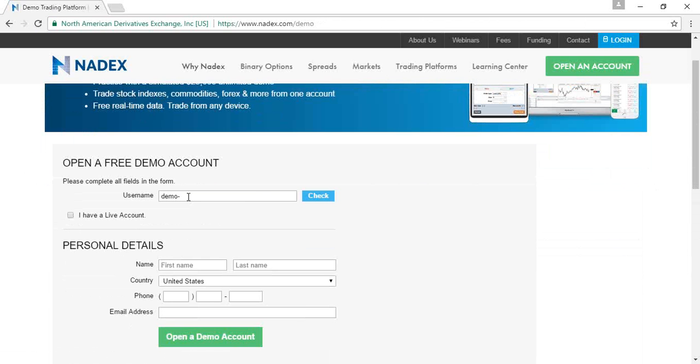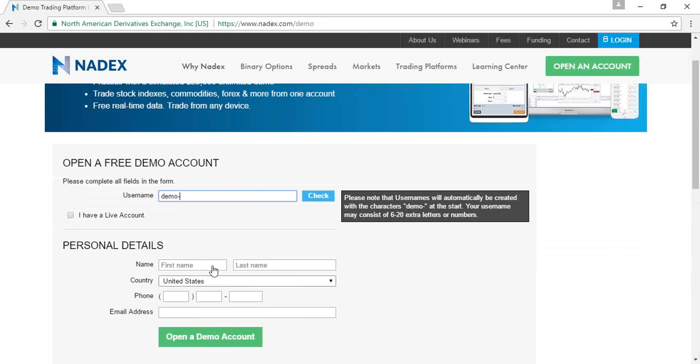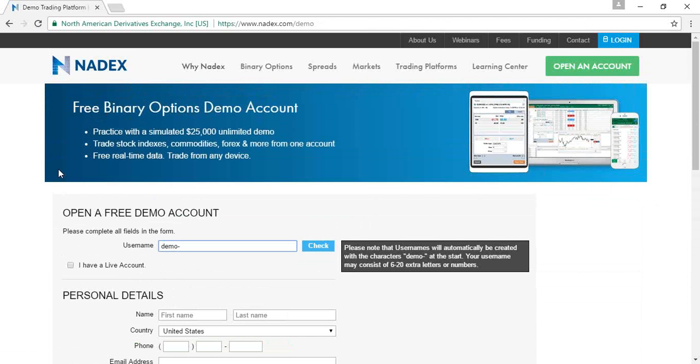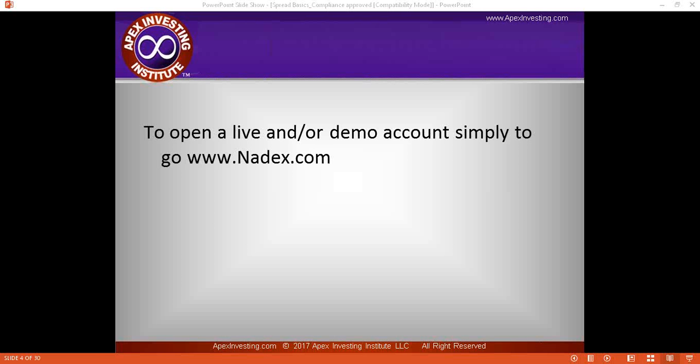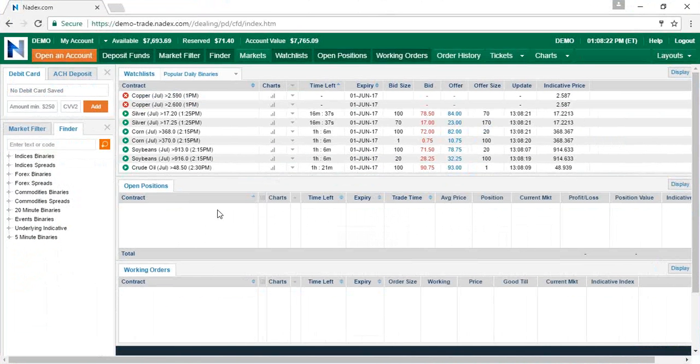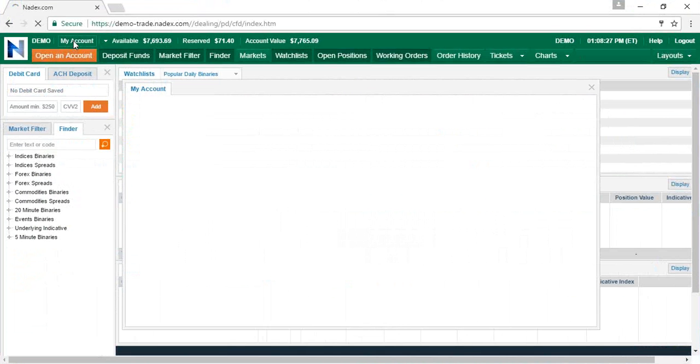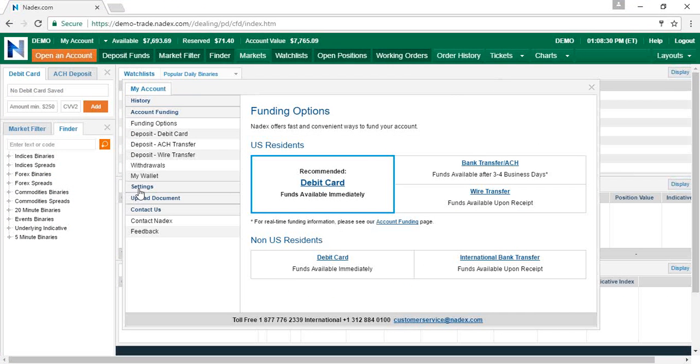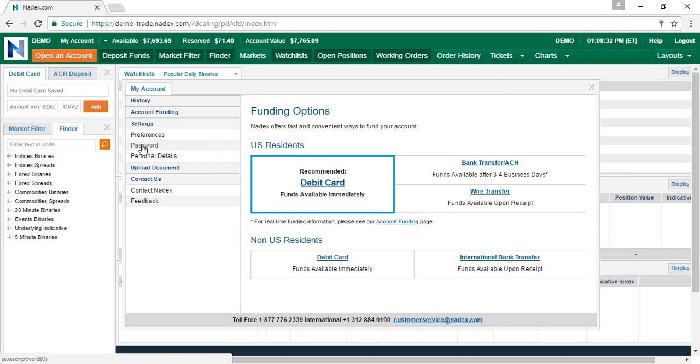All you've got to do is select a username, fill out some quick information, and hit Open Demo. Nadex will give you a $25,000 practice demo account. All you have to do is submit that information, and in just a few moments, you'll get an email from Nadex with a temporary password, and you can log right in to the Nadex demo account. Once you've done that, you can go to the My Account tab, then Settings, and then Password. That will let you change the temporary password to a password of your choice that's easy to remember.